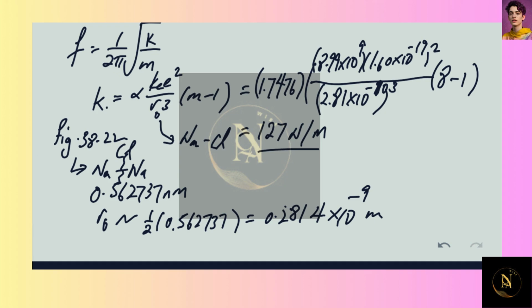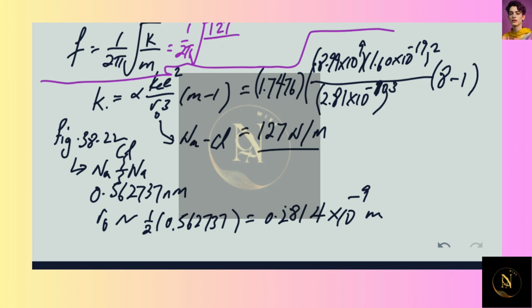And now we are ready to find the frequency. Over 2 pi, then we have 127 at the top, and we have the mass below. Right, so the mass of the sodium ion is 23 atomic mass units. So we've got to convert this into kilograms. Now evaluating this, we should get 9.18 times 10 to the power of 12 Hertz.